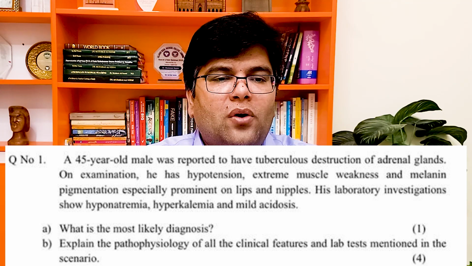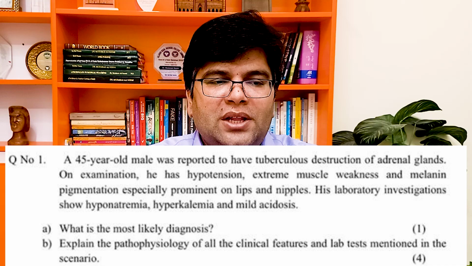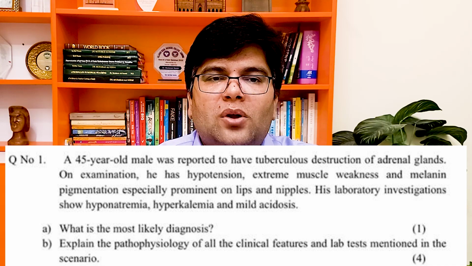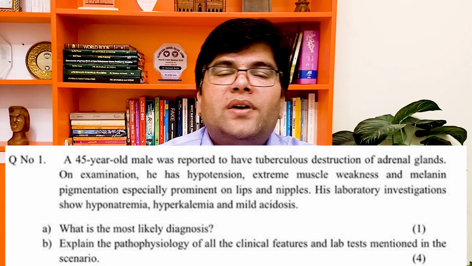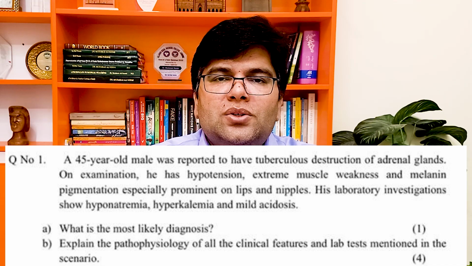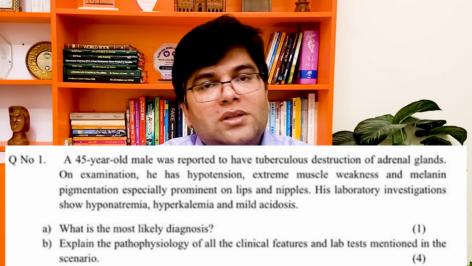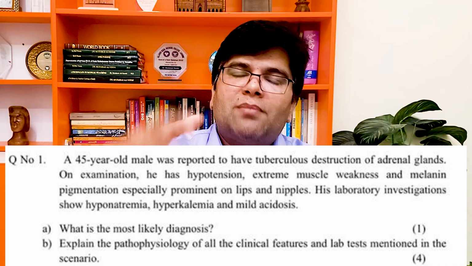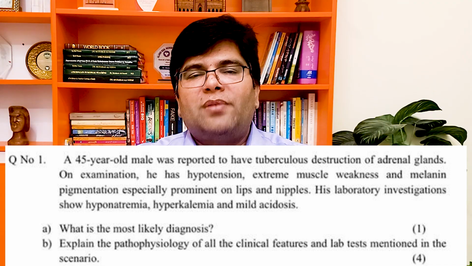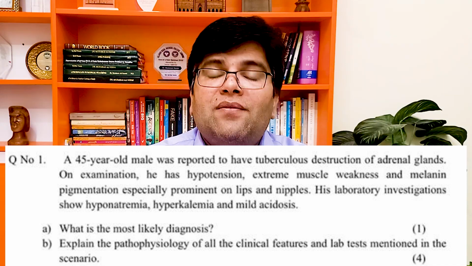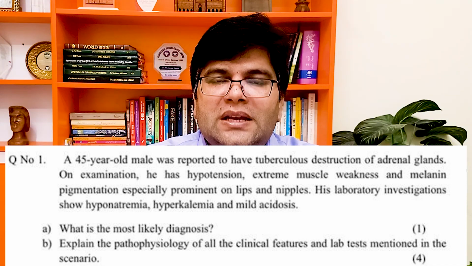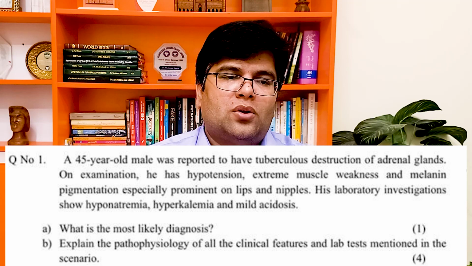Explain the pathophysiology of all the clinical features and lab tests mentioned in this scenario. So I will discuss pathophysiology of each feature one by one. First, hypotension. Because cortisol and aldosterone, both of them increase fluid volume, they cause high blood pressure. When both of them are low, there will be less blood pressure because there will be less retention of fluid in the body, and vasoconstrictive effect will be decreased in the deficiency of cortisol hormone.